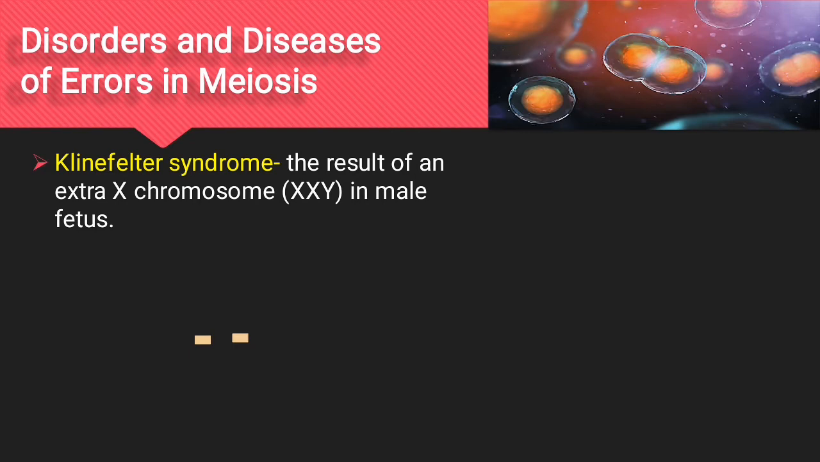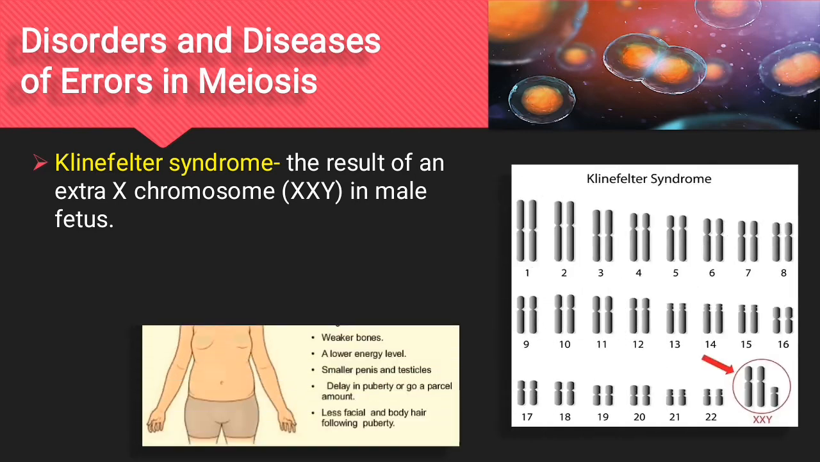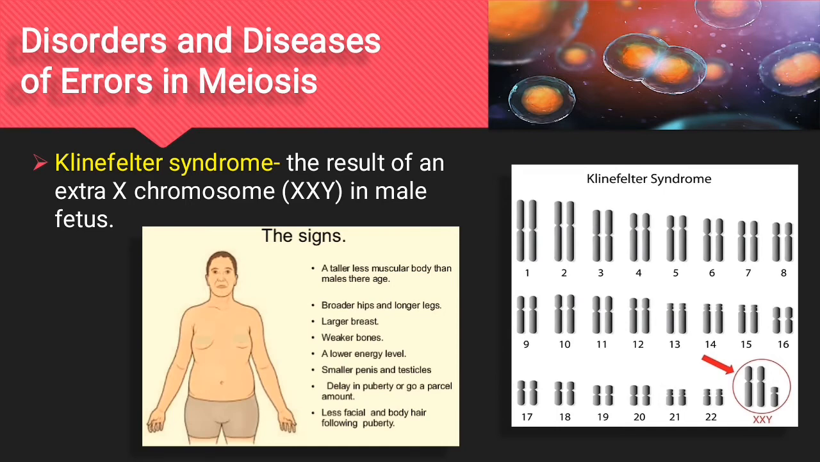Another condition, having an extra X chromosome, happens in a male fetus. Klinefelter syndrome is a condition that occurs in men as a result of an extra X chromosome. The most common symptom is infertility. Individuals with Klinefelter syndrome tend to have anxiety, depression, impaired social skills, and other behavioral problems.